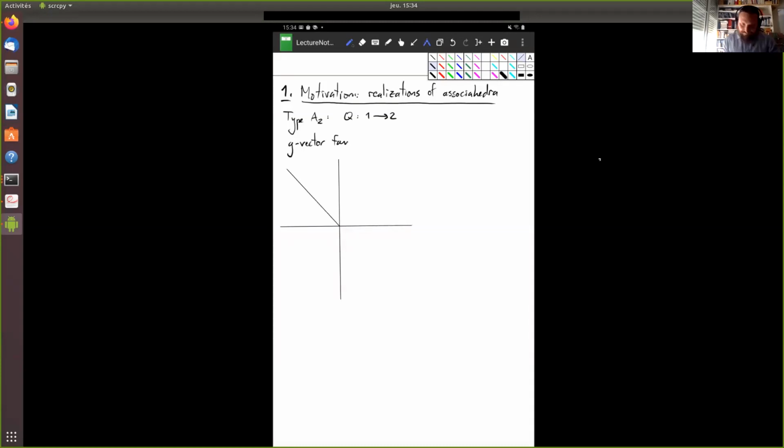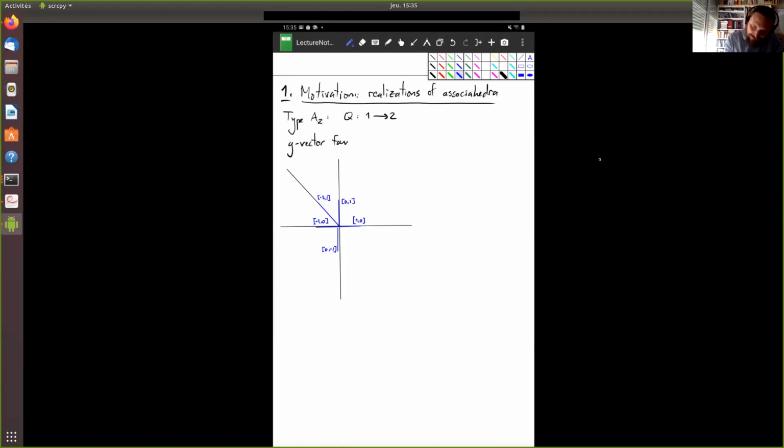Now the actual G vectors, we can also draw them. They're all vectors in the unit cube. My drawing is not so good, but I can at least give the vectors. This is (1, 0). This is (0, 1). This is (-1, 1), (-1, 0), and (0, -1). These are the G vectors of the 5 cluster variables in type A2.